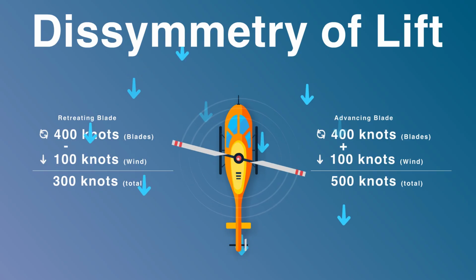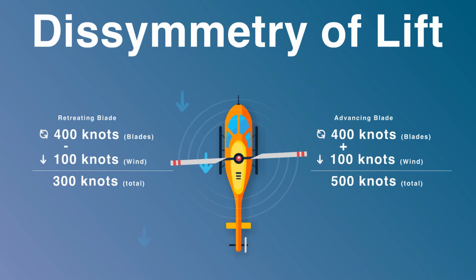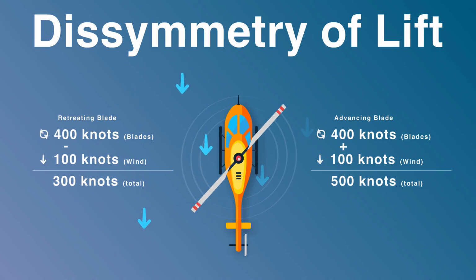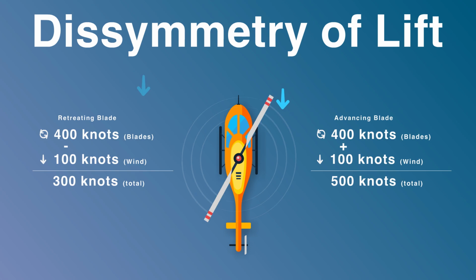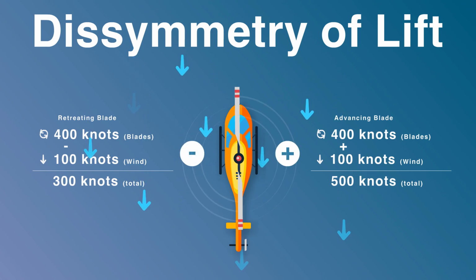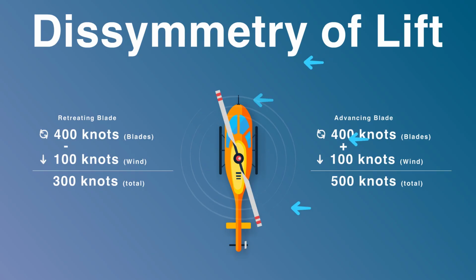With lift being proportional to the square of the velocity, that 200 knot difference creates a noticeable imbalance that will affect the performance of the helicopter. The advancing blade wants to soar upwards, while the retreating blade wants to sink. This isn't just a forward flight problem.